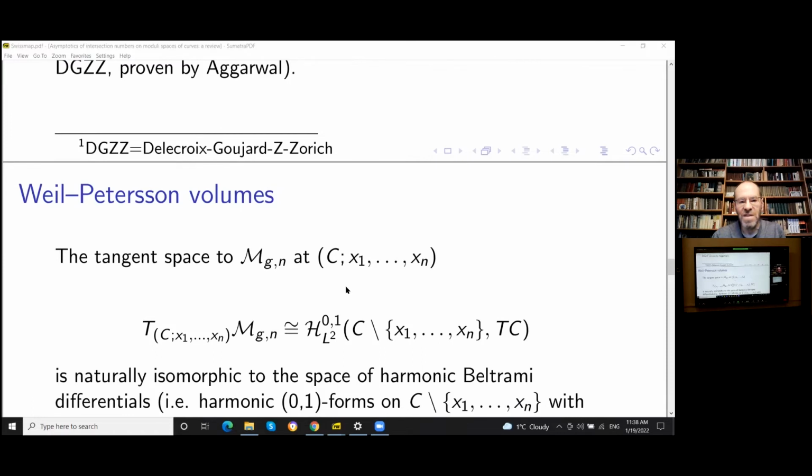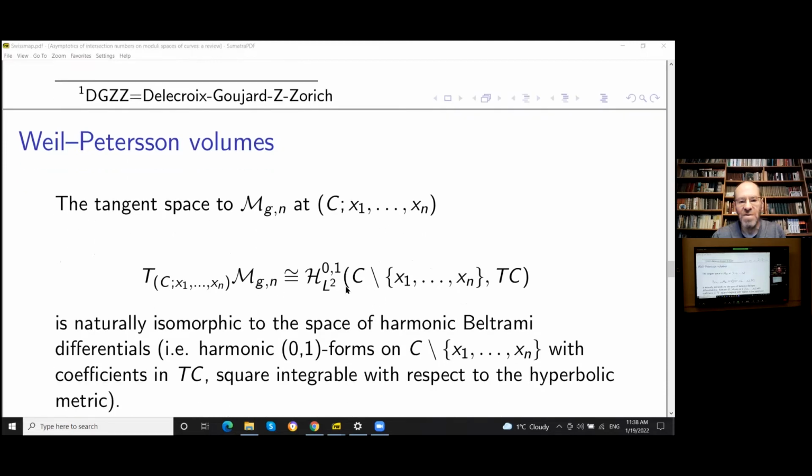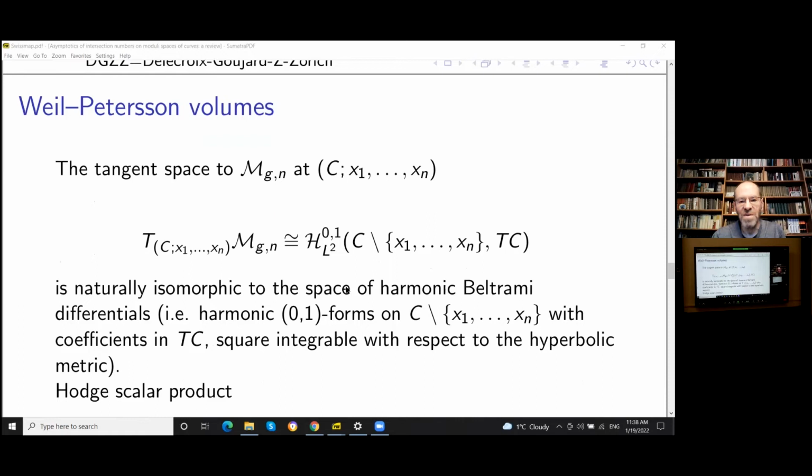First, we observe that the tangent space to the moduli space M_{g,n} at a point represented by a curve C with n marked points x1 to xn is naturally isomorphic to the space of harmonic Beltrami differentials. That means harmonic (0,1)-forms on the punctured curve, with coefficients in the holomorphic tangent bundle to the curve, that are square integrable with respect to the hyperbolic metric.